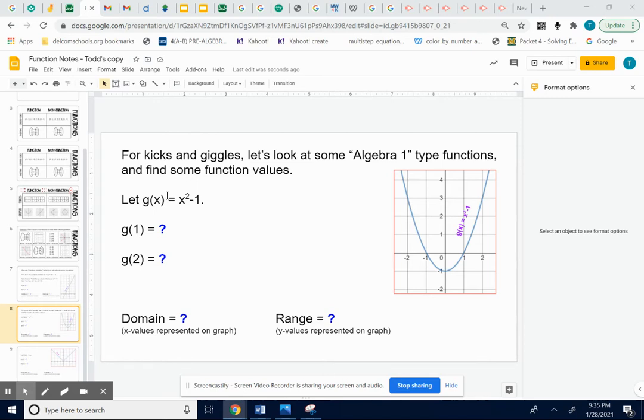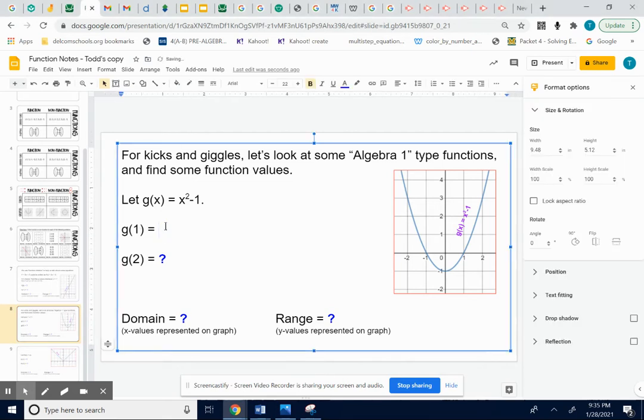So let's look at the function g of x is equal to x squared minus 1. Go ahead and find g of 1 and g of 2. That just means put the number in for x and see what you get. You may want to pause if you want to.